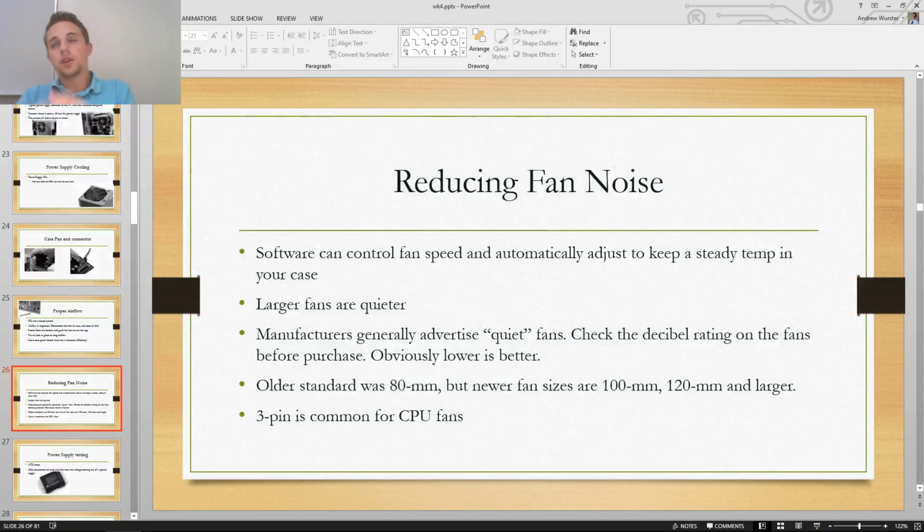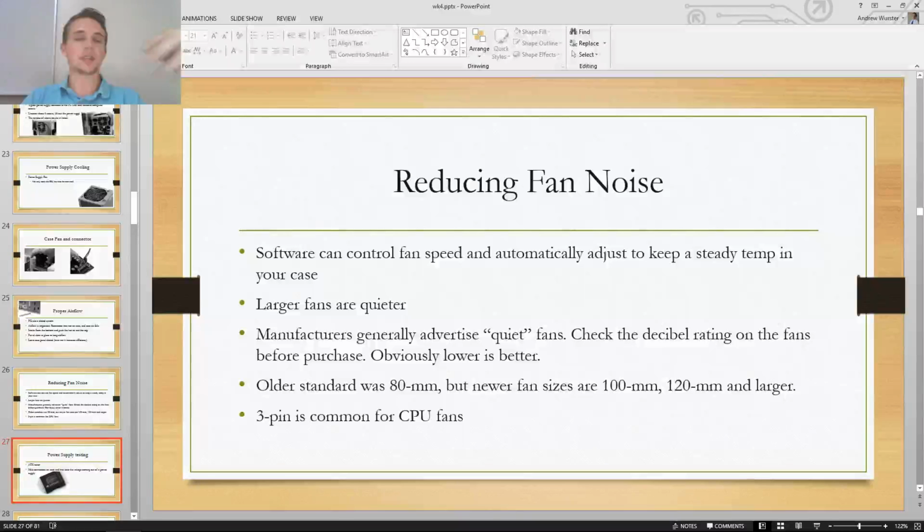The manufacturers will advertise the fans themselves as quieter fans, and they rate them by decibel, but I never really check the actual decibel rating. I'll see if they call it a quiet fan, and then I'll buy a large fan. Basically, I'll buy the largest fan that my case can fit, because it makes it a lot quieter just for that alone, even if they don't advertise it as quiet.